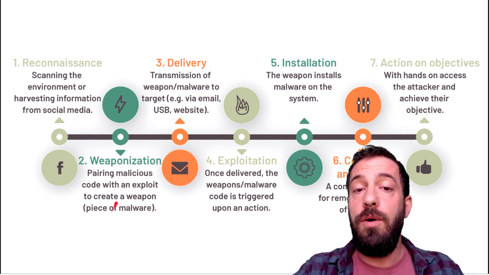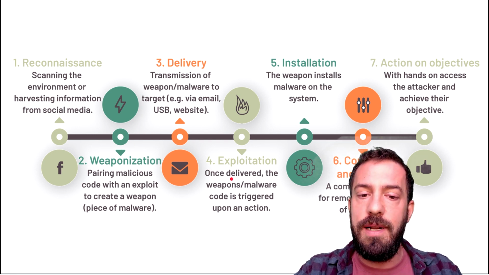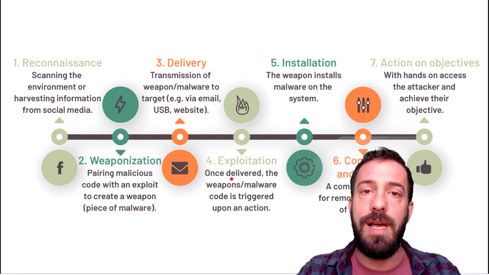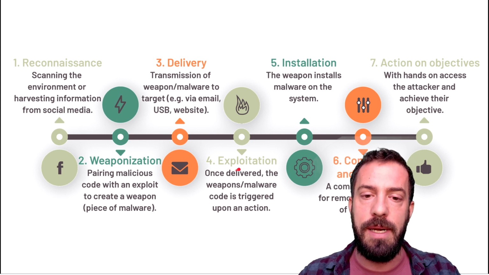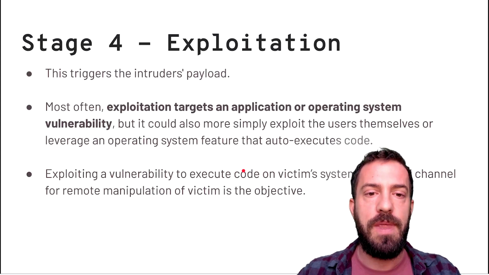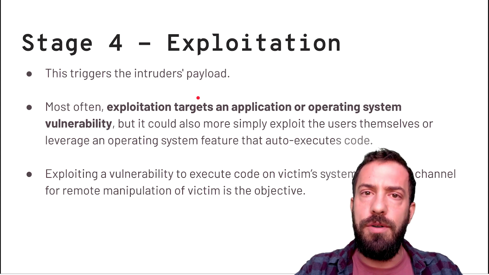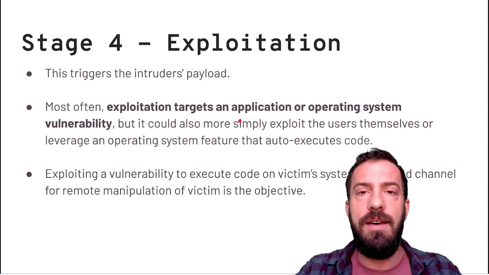So now we deliver the attack, we deliver the weapon. Once the weapon is delivered, it has to be triggered somehow. This trigger can be automatic or can be based on a specific action. That will be step 4 in the cyber kill chain, exploitation. As I already said, exploitation is triggering the intruder's payload, and it would typically target a vulnerability.